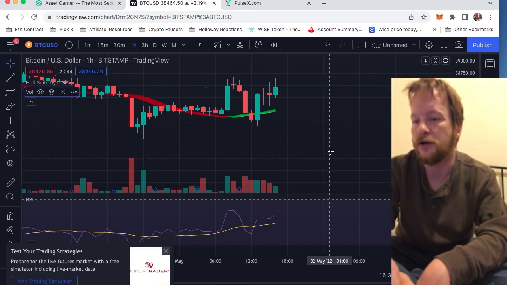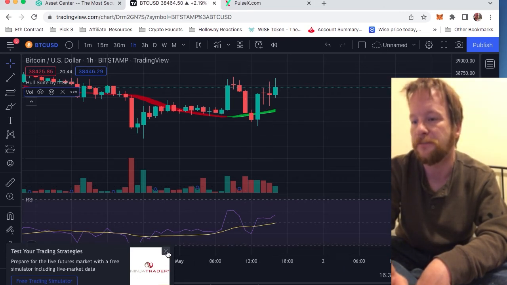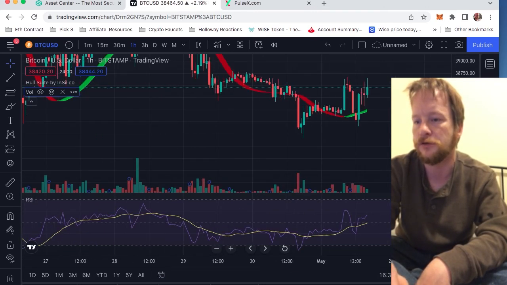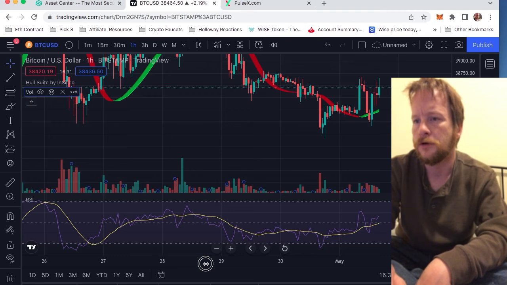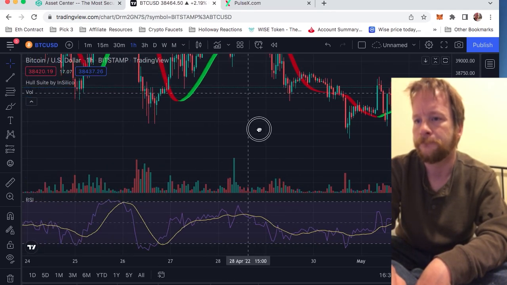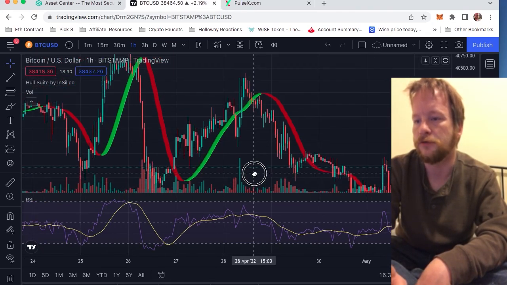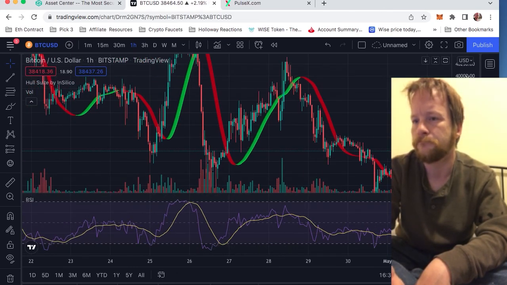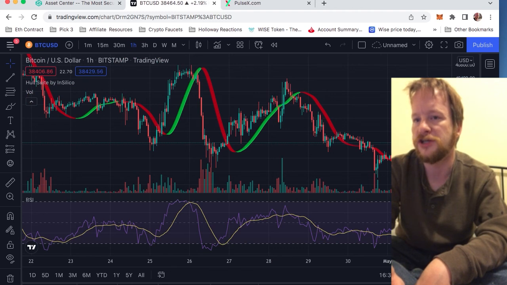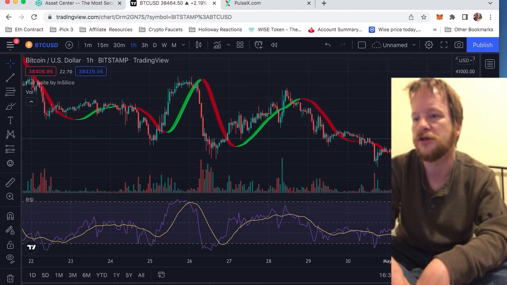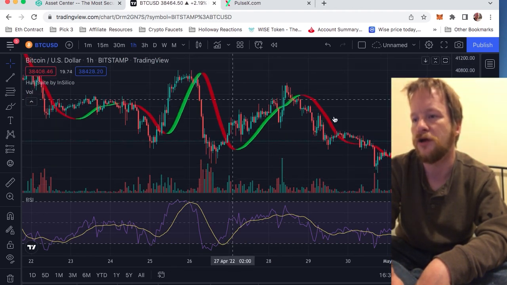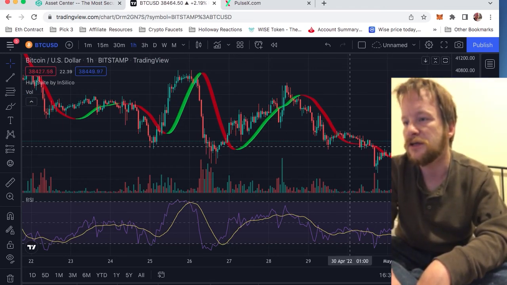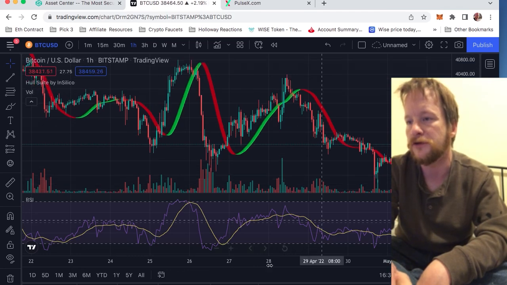If you zoom out here, we can get the bigger picture. We can see that the trend is going down. It's trying to go back up, but I think it's going to go back down. But anyway, I'm not going to make this into where I see Bitcoin going, or whether it's going to go up or down.